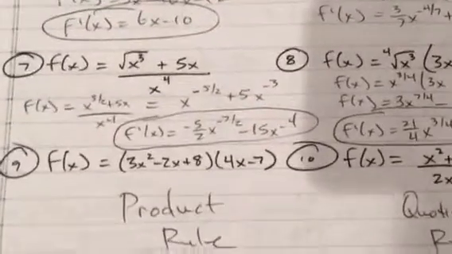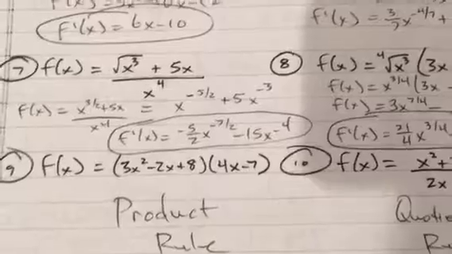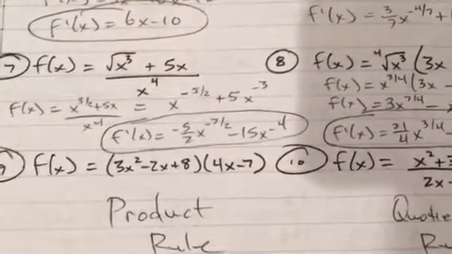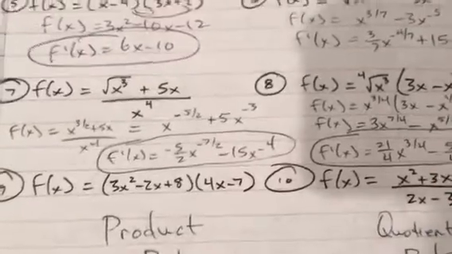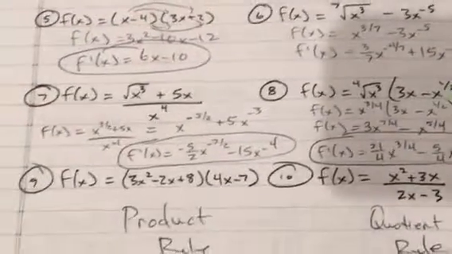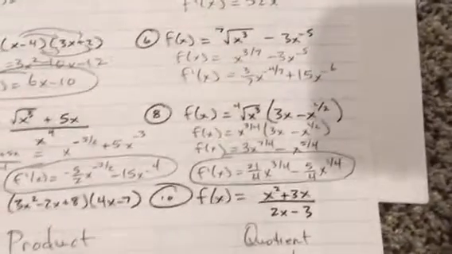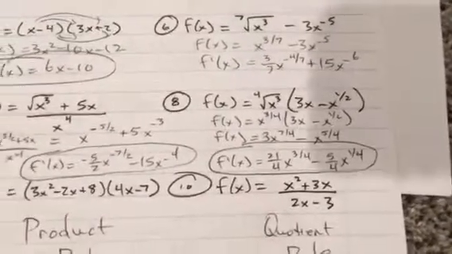All right, guys, on 7, I would just rewrite using fraction of exponents, and then divide both by x to the fourth. Don't use the quotient rule there. Then take the derivative. Same thing here. Distribute x to the 3/4 of both, then take derivatives.